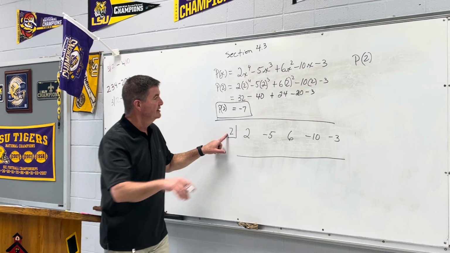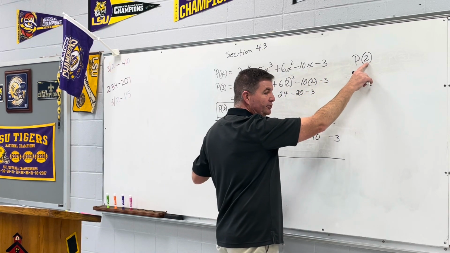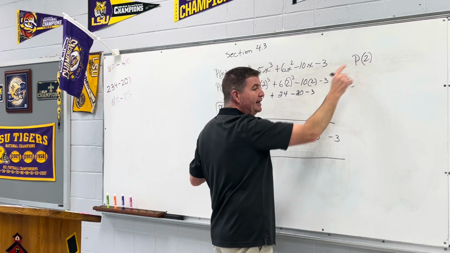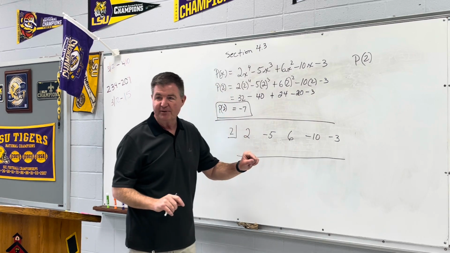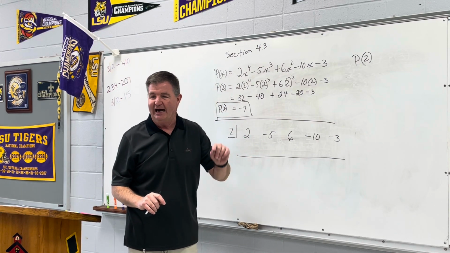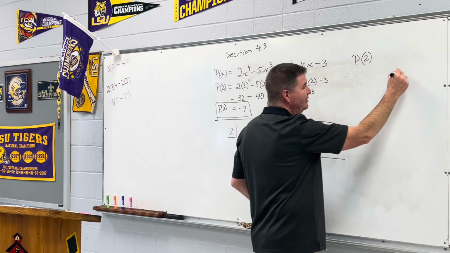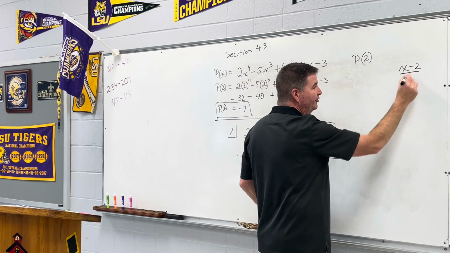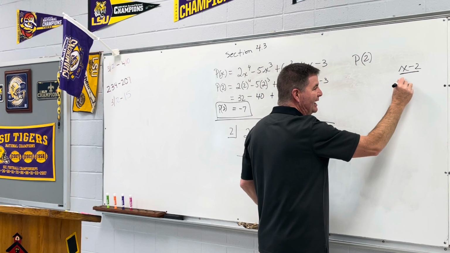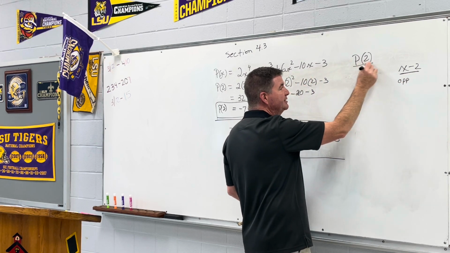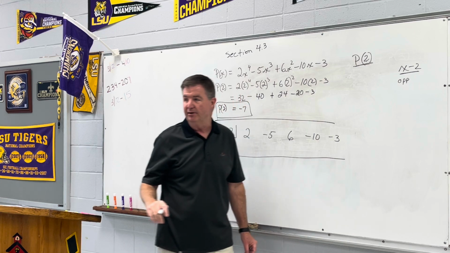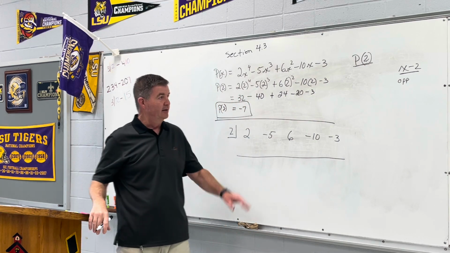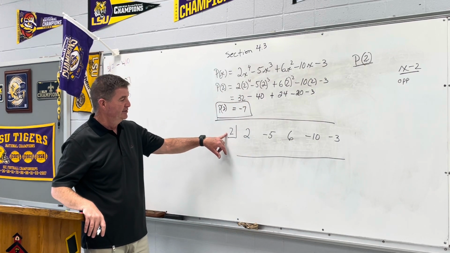Now, notice it's the same number 2 because it says evaluate at 2. The last problem said divide by, and they gave us a binomial, x minus 2. Whenever it's in binomial form is when we divide by the opposite. All other times, we divide by the number that's given to us. So therefore, it says 2, we divide by 2.